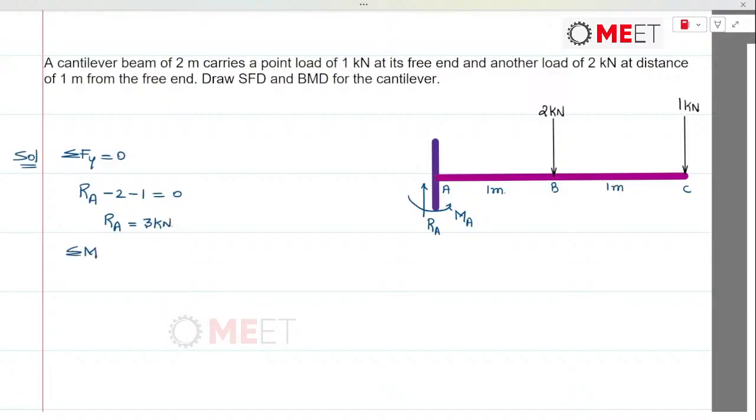Next is computation of moments. Moments about point A are equated to 0. At point A we have a concentrated reactive moment that needs to be added. So minus Ma plus 2 kilonewton will produce a clockwise moment about A: 2 into perpendicular distance 1, plus 1 into perpendicular distance 2 for the point C. This is equated to 0 and Ma becomes 4 kilonewton meter. So this was the computation of reactions at the supports.